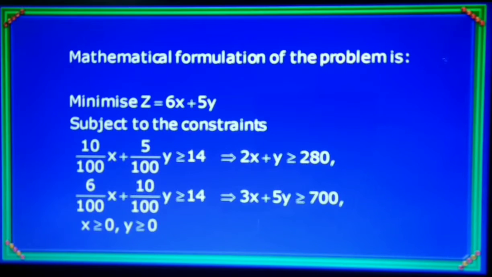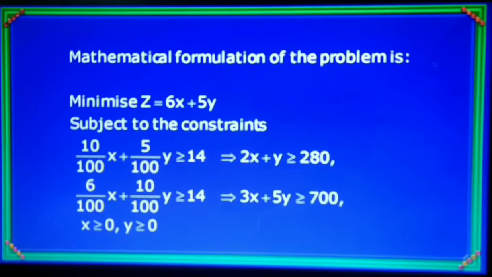Mathematical formulation of the problem is: minimize z is equal to 6x plus 5y subject to the constraints 10% of x plus 5% of y is greater than or equal to 14, because they have given at least 14. This implies, after simplification, we will get 2x plus y is greater than or equal to 280.